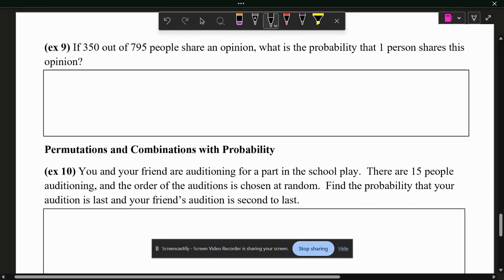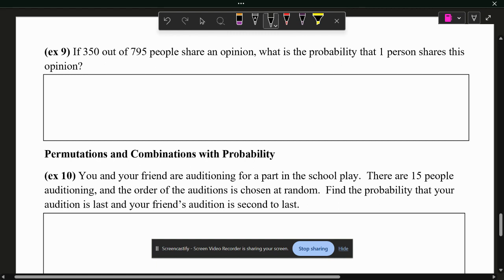All right, and then the last one here, that's a little random and kind of wonky. Out of 795, if 350 people share an opinion, what's the probability that one person shares this opinion? If 350 share the opinion, then there's a chance that if I pick one of them out of the 795, that they will also share the opinion. So 350 divided by 795. So there's a 44% chance that someone is going to share the same opinion.